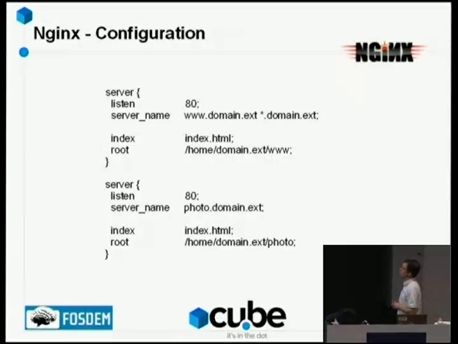For those of you familiar with Apache, well, server is virtual host, server_name is server name without the underscore, and root is document root. So it's just a matter of syntax, really. The only thing that Nginx doesn't have is an htaccess file, which is not a bad thing in my opinion.